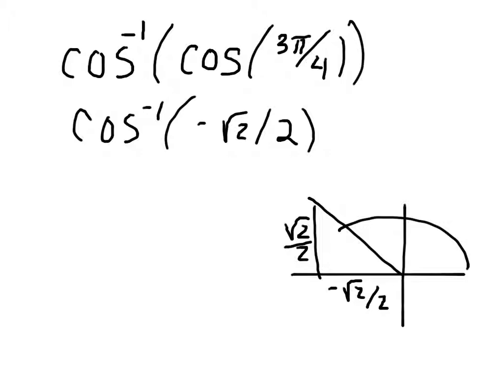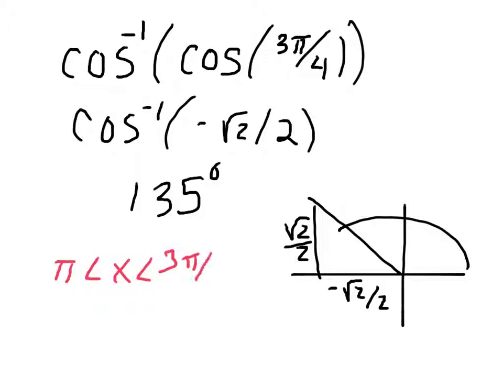So now the next part of the question is asking, find the angle if the cosine is negative square root of 2 over 2, and that angle is 135 degrees. Now the thing is, these aren't always going to be the same, because sometimes they'll say, well, we want your final answer between pi and 3 pi over 2, and if that's the case, your answer is going to have to be 5 pi over 4 instead of 3 pi over 4. So again, pay attention to where they want you to give the answer.